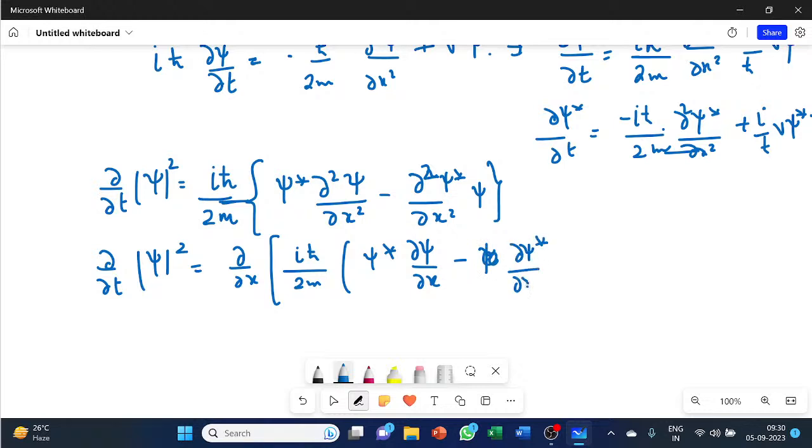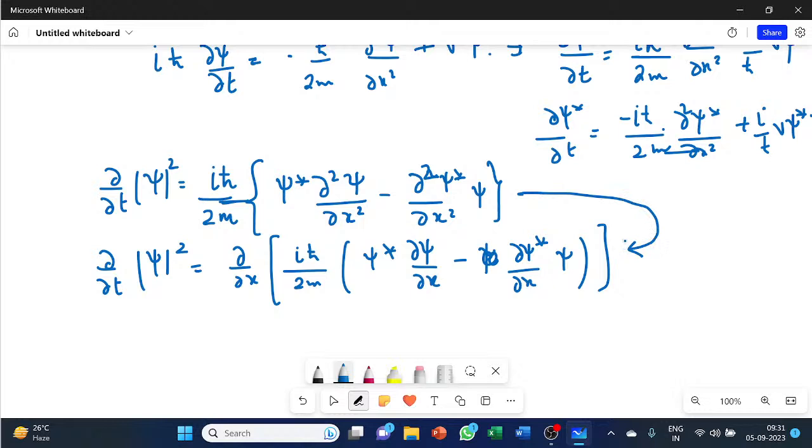star del x psi. If you do this, there is a term which will contain del psi upon del x and del psi star upon del x, which would get cancelled, and eventually you are going to get this only. The upper statement is equal to writing this statement.